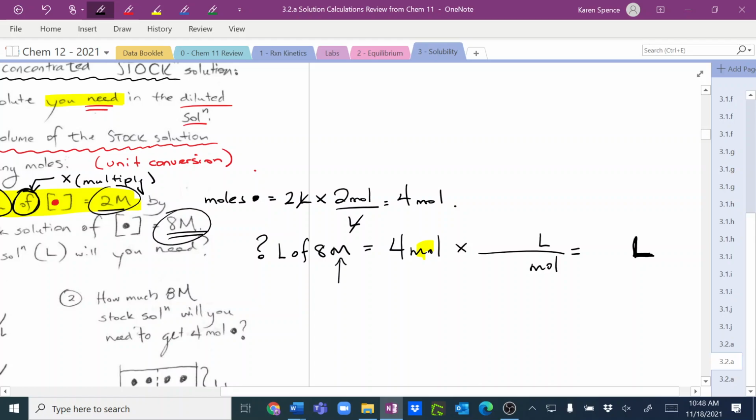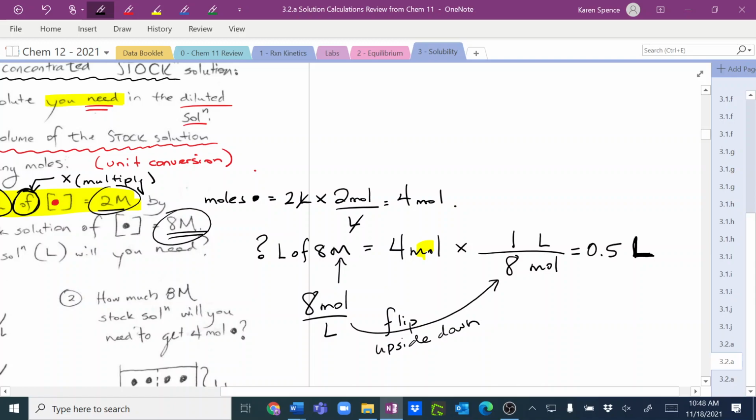Don't forget, what does capital M mean? Moles over liters. So what we have is 8 moles per liter. So we would write 8 moles per liter. Okay, we just flipped it upside down. And so we would end up with 4 divided by 8 is 0.5 liters.